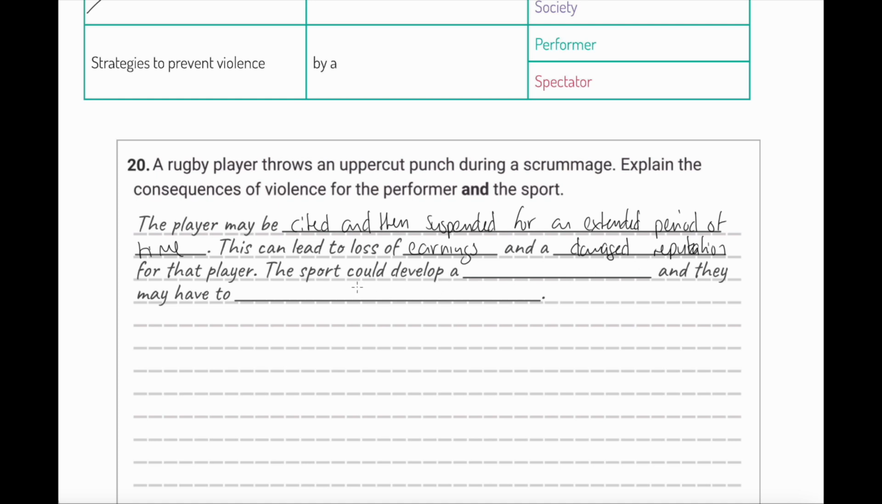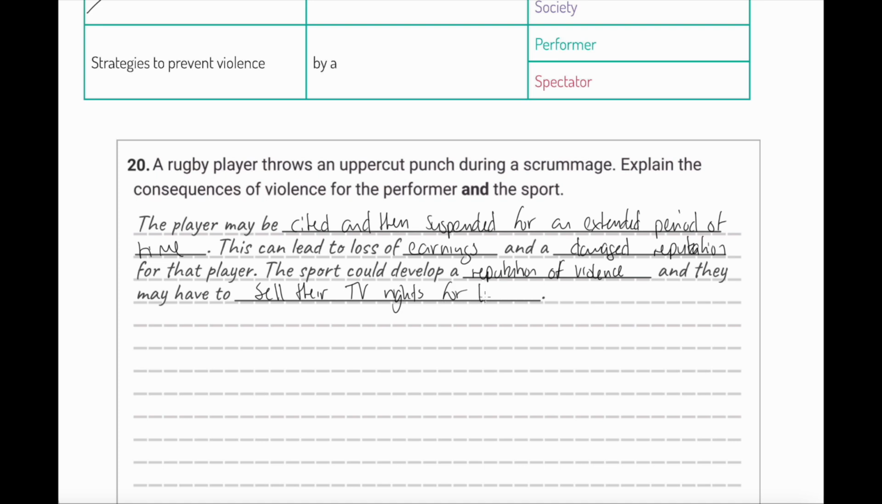Now, we've got to move on to the sport. Now, we're going to explain that too. The sport could develop a reputation of violence. Now, is it fair to say that of rugby? I mean, I think there has been violence not uncommonly in rugby in the past, and they may have to sell their TV rights. This is the sport, obviously, for less.